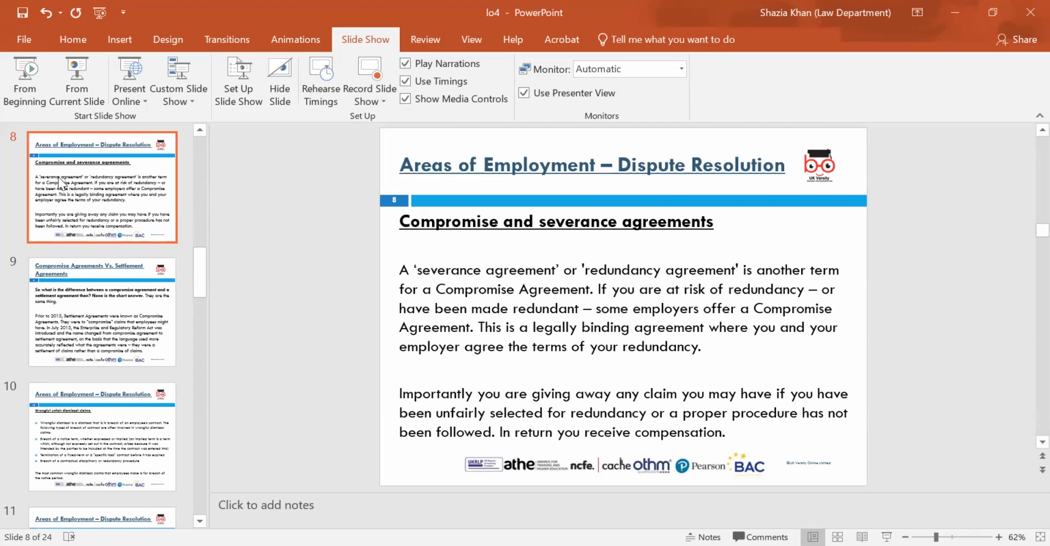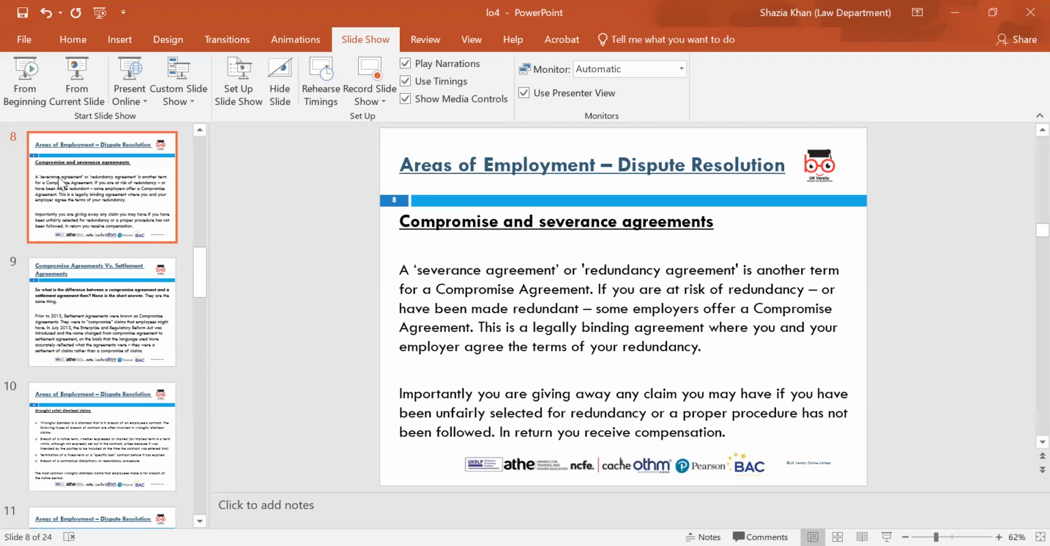What can the terms be of your redundancy? What kind of things can you agree? You are going to be made redundant. You can do a compromise or a severance agreement, and that would be like a legal binding document. But if you are to agree the terms of your redundancy, what could that be? Could it be how much you should be paid? Could it be when you should finish work? Your final day. So these are things that should be agreed with your employer.